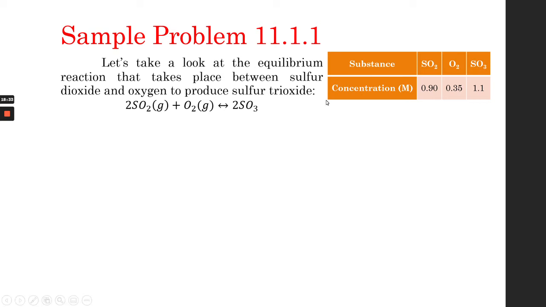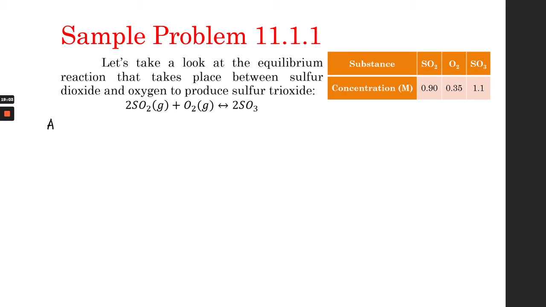It's in the module, I just forgot to write it, but this is happening at some temperature T. We do not care about the temperature, but they give us the molar concentration for each of your species. So you have some molar concentration for your sulfur dioxide, for your oxygen, and for your sulfur trioxide. Now, what we want to measure is Kc. So this is basically the given.